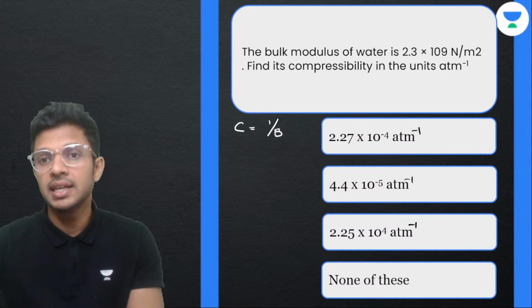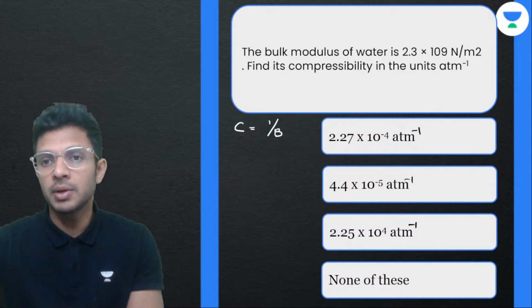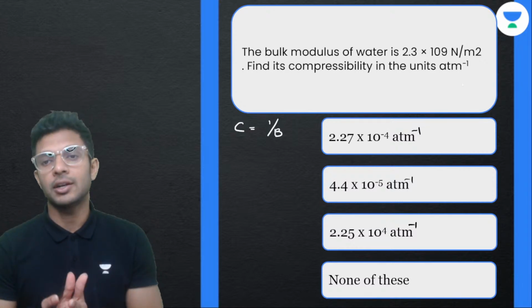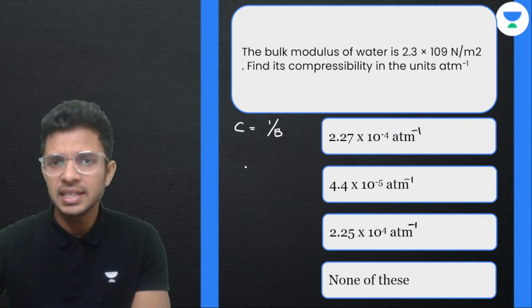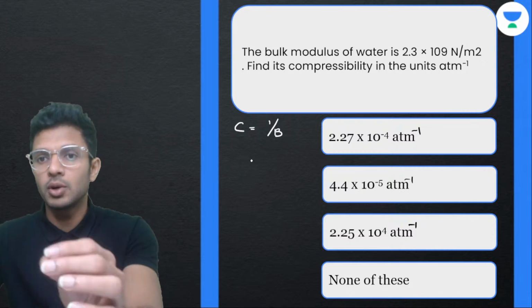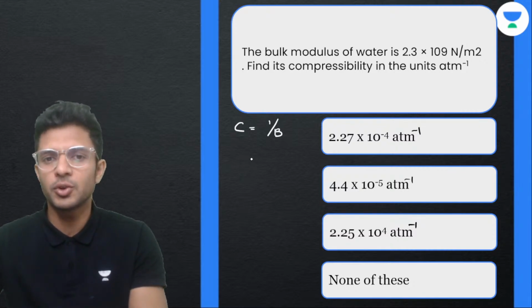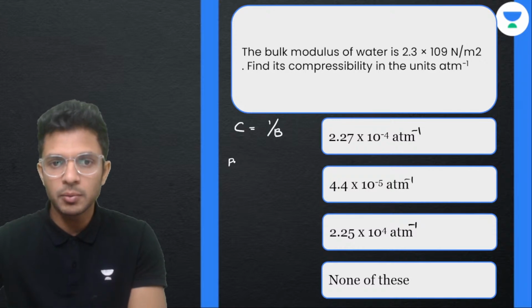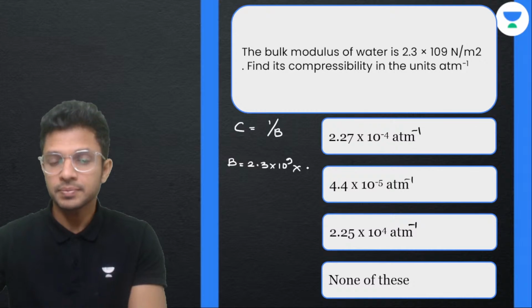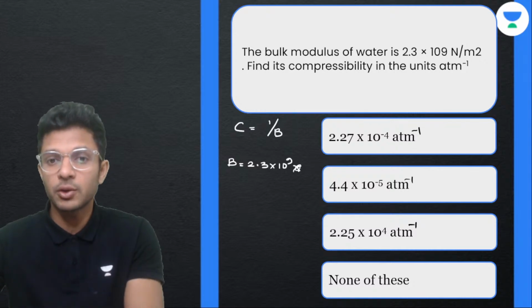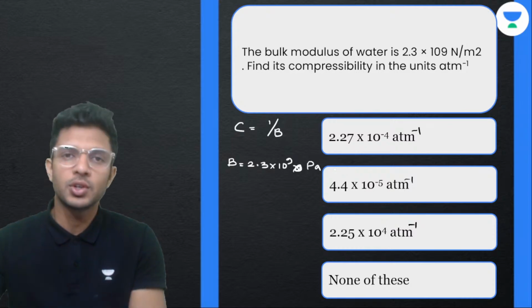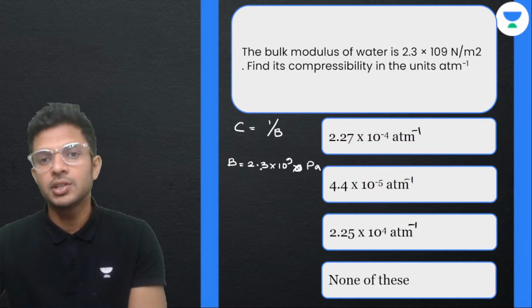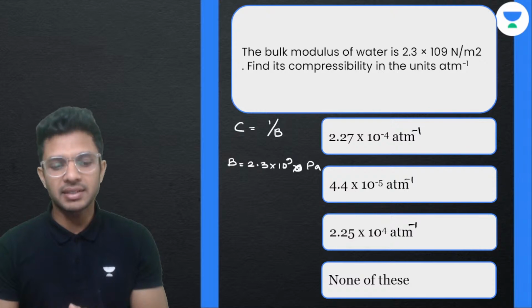But here, modulus is given in Newton per meter square, but we want compressibility in atmosphere inverse. So it will be better to initially convert the unit of bulk modulus into atmosphere itself. Then it will be easy for us to get the answer. What is the value of bulk modulus? 2.3 into 10 power 9. Newton per meter square can also be written as Pascal. Newton per meter square is force by area, so the unit of pressure. So 2.3 into 10 power 9 Pascal we can write.